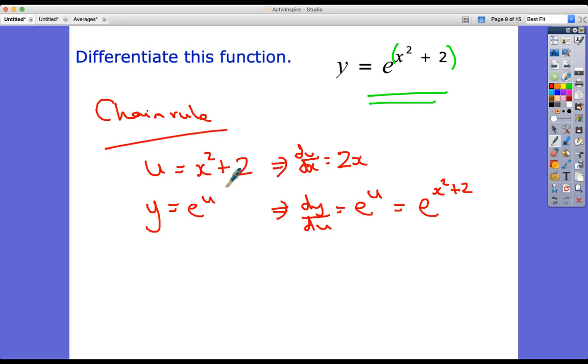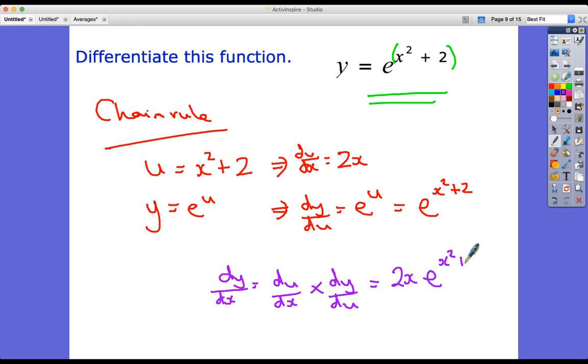Okay, you can see it here. Now by the chain rule again, dy by dx is equal to du by dx times dy by du, which is 2x times e to the power (x squared plus 2).